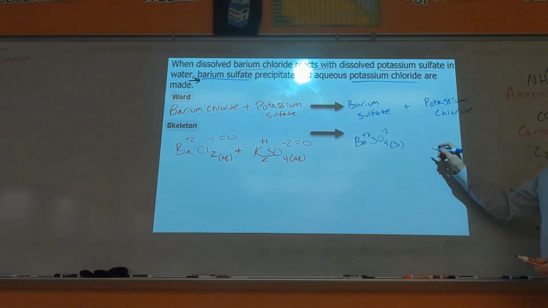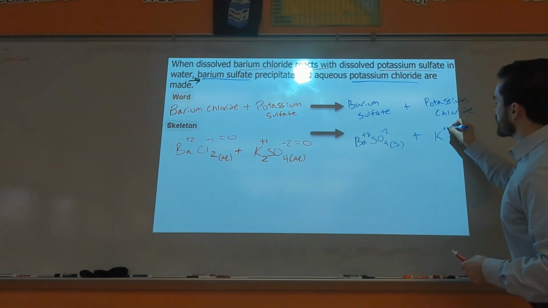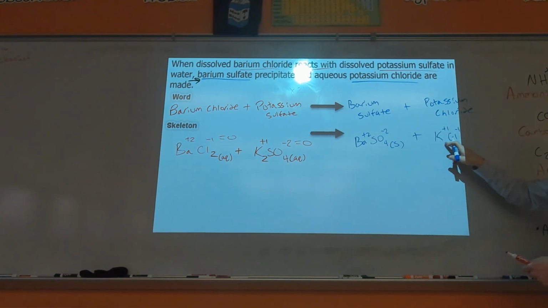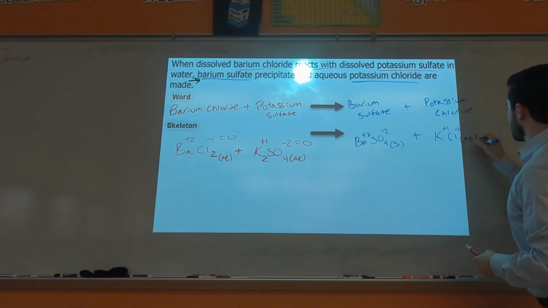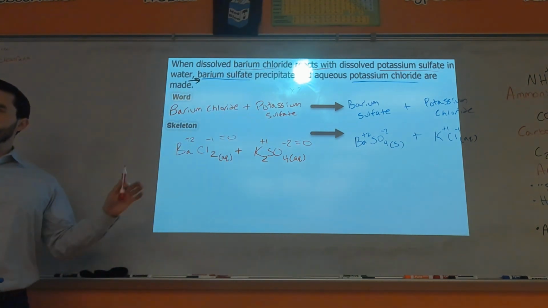Okay. And then plus potassium chloride. Potassium is K. That's got a +1 charge. Chlorine is a -1. So it's just KCl. And they say it's aqueous, so that would be dissolved in water. So there you go. Any questions about this?